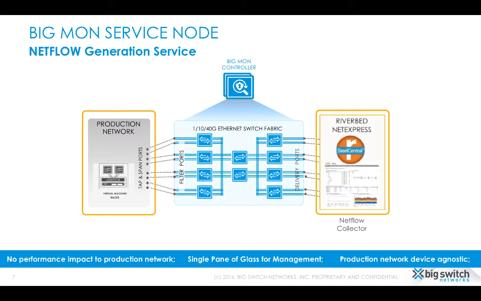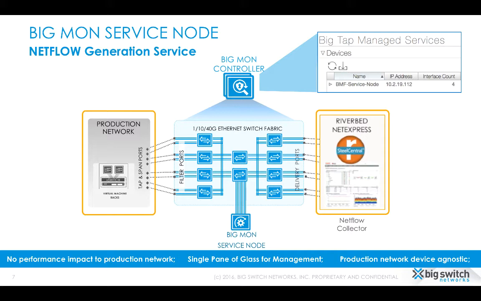This is the topology I am using for the demo, where the BigMon controller is the single pane of glass to manage both Big Monitoring Fabric and the BigMon service node. As you connect the BigMon service node to BigMon Fabric, the controller detects the service node and starts managing the service node for NetFlow service and policy configuration. In this demo, we'll be using Riverbed NetExpress as the NetFlow collector.